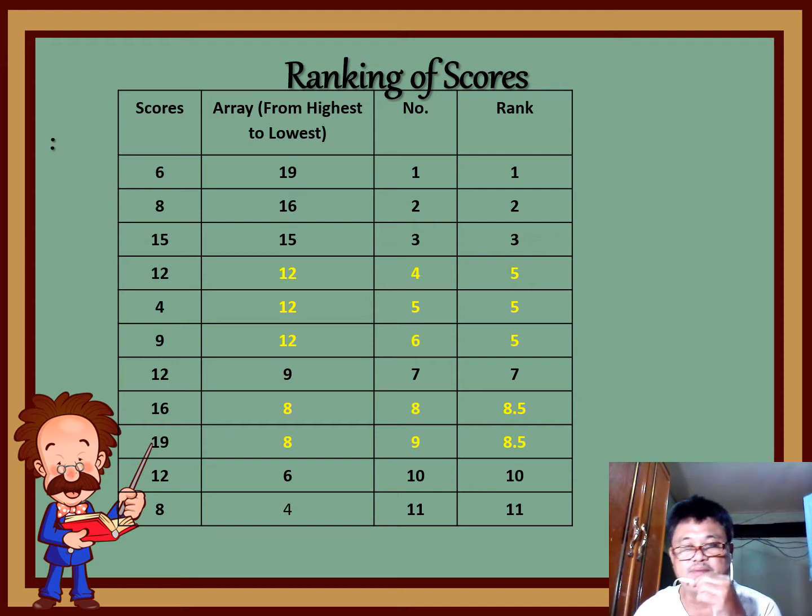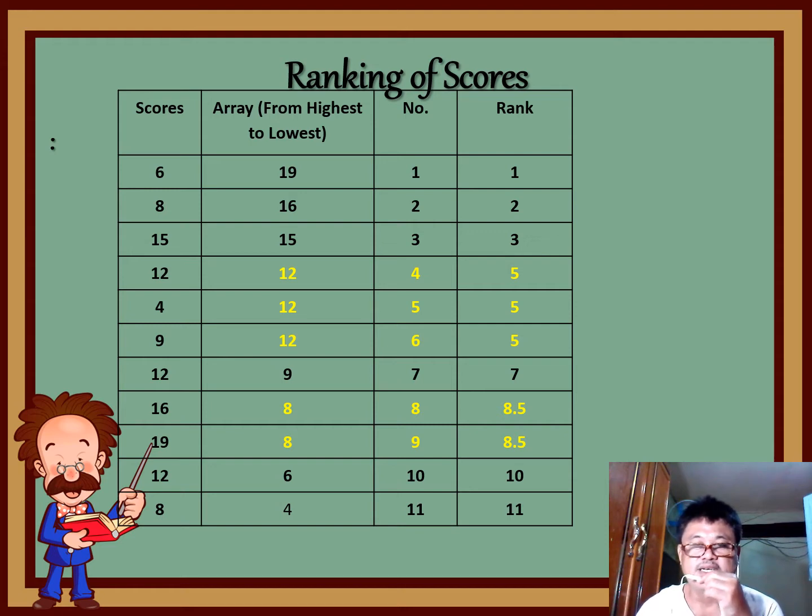Now look at the number part. The 3 12s occupy these slots for number 4, 5, and 6. So to get the rank of these three numbers, 3 12s, you just get the middle number of 4, 5, 6. So the middle is 5. So that the rank will be 5 or fifth.